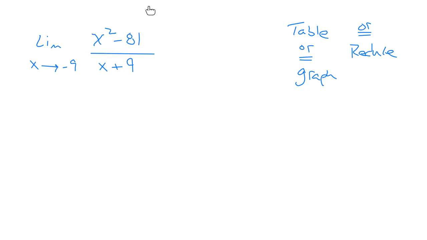So on this particular question, because of that, I'm not going to use a table. I'm not going to make a graph. I'm going to reduce it, just because I recognize that as the kind of thing that we learn how to reduce in algebra. Okay? So, all right, let's take this and just reduce it. x squared minus 81 over x plus 9.